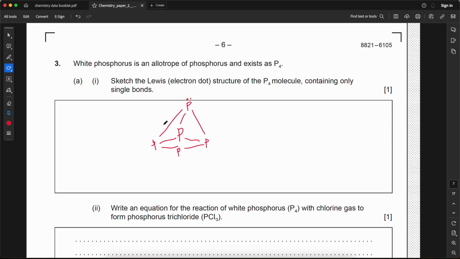So it has a lone pair here, lone pair here, lone pair here, and also a lone pair here. So phosphorus has 5 valence electrons, 3 single bonds, and 1 lone pair. Each phosphorus can form 3 single bonds to each P atom, leaving a lone pair. Okay, this pyramidal structure.